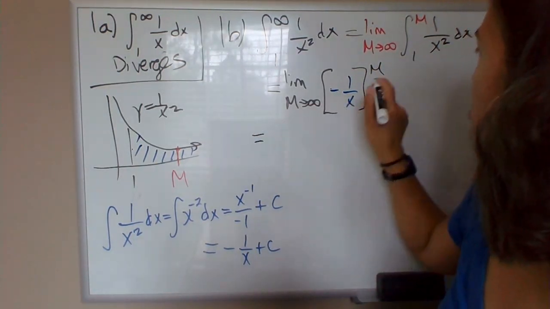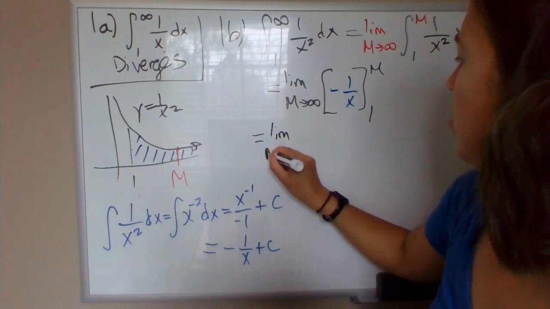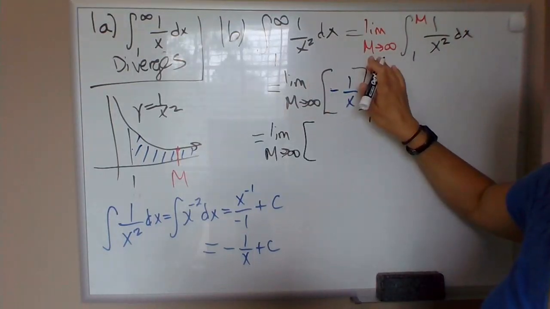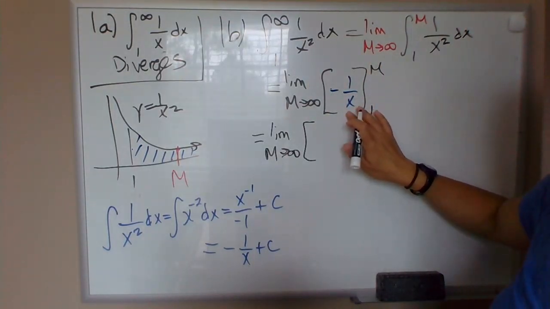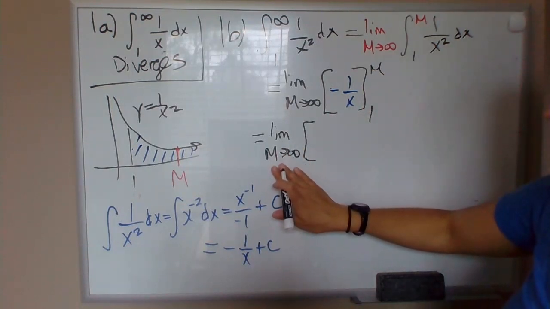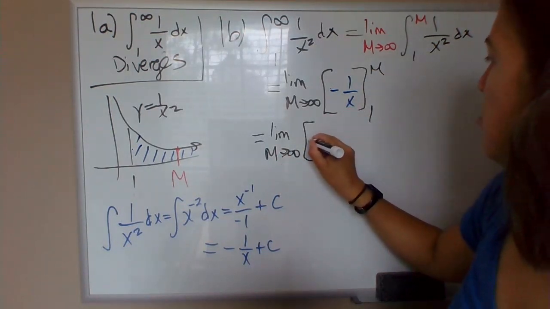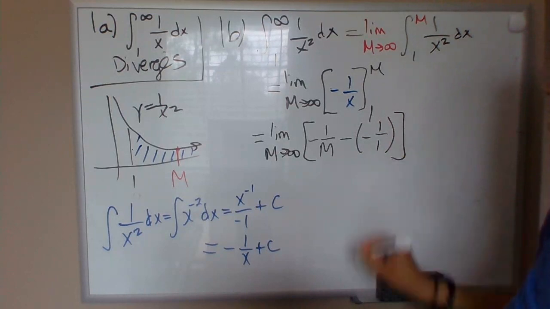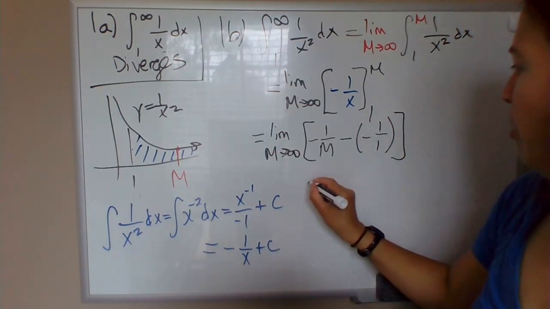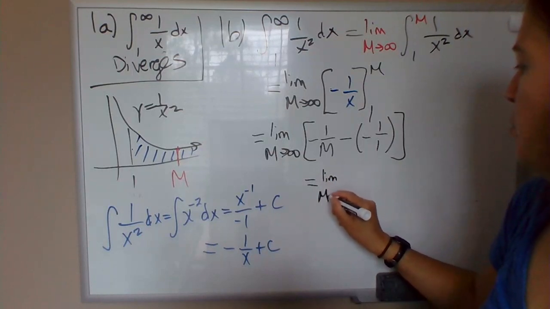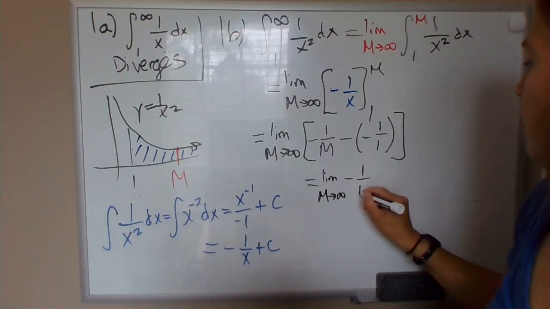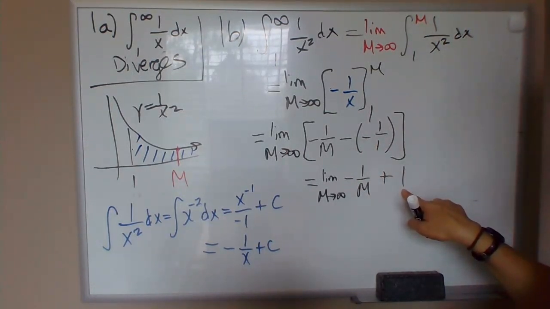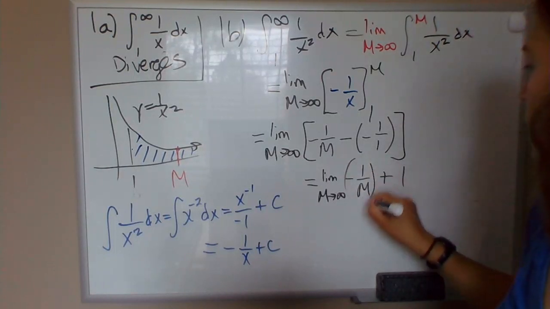Okay, so we can substitute in the m here. Evaluating the limit is the very last thing you do. First we set it up as a limit, we find the antiderivative, now we plug in the values. Evaluating the limit comes at the very end. So now I would plug in m: negative 1 over m, minus negative 1 over 1. So this is the limit as m approaches infinity of negative 1 over m plus 1. The limit of a constant is just that constant, so this 1 isn't really inside that limit anymore, just this 1 over m bit.